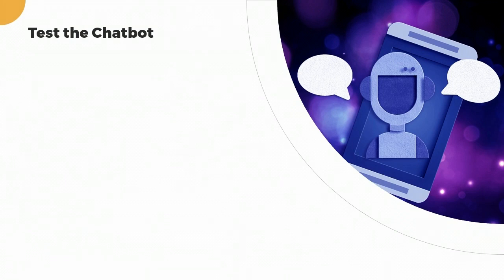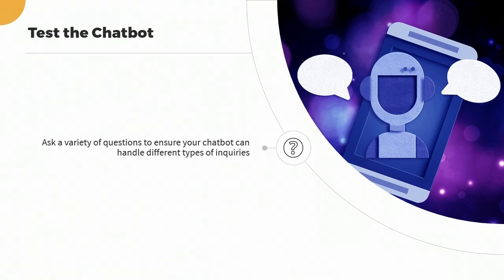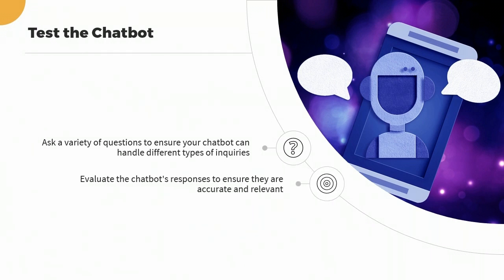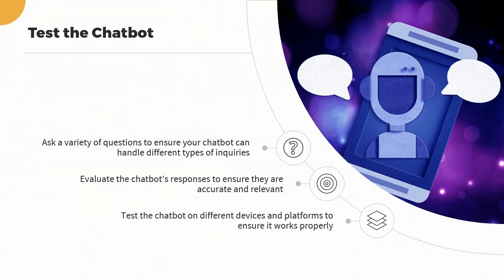Testing your chatbot is an essential step before launching it. You want to ensure that your chatbot can accurately and effectively answer questions from users. Thoroughly test your chatbot by asking it a variety of questions and evaluating its responses. This can help you identify any potential issues and make any necessary adjustments before launching. Here are some tips for testing your chatbot. Ask a variety of questions to ensure your chatbot can handle different types of inquiries. Evaluate the chatbot's responses to ensure they are accurate and relevant. And finally, test the chatbot on different devices and platforms to ensure it works properly.